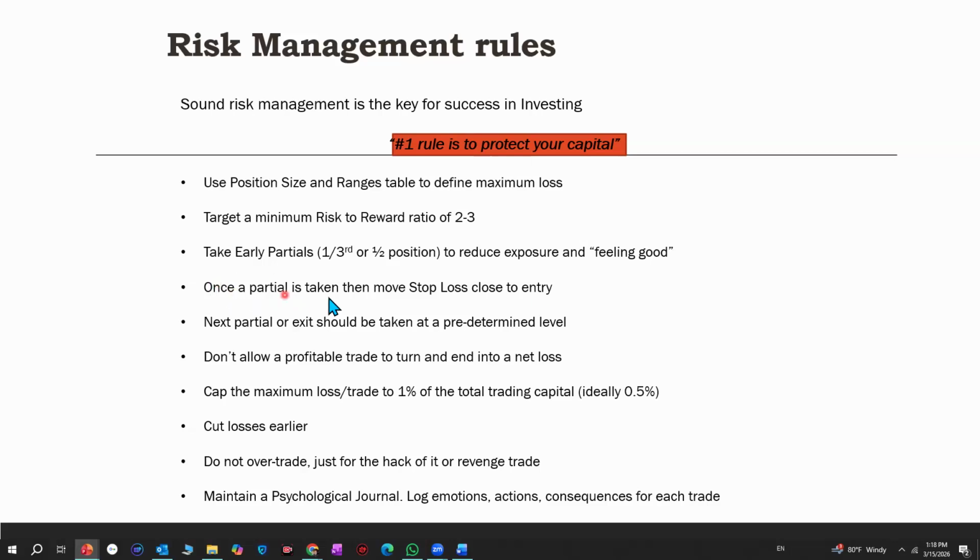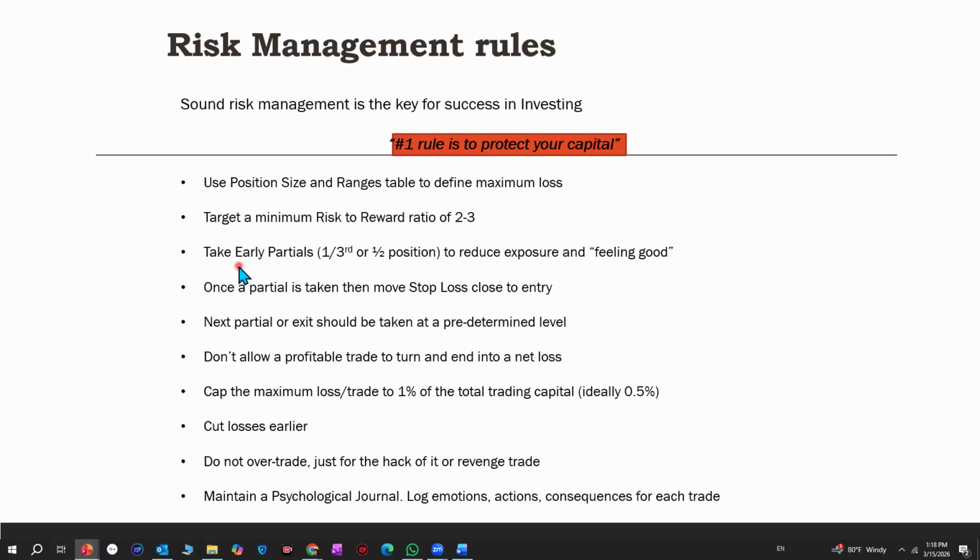Once a partial is taken, move the stop loss close to entry. So once you take some partial, one third or half of the position out, do not lose money on that. The next partial or exit should be taken at a predetermined level. Remember those resistance levels? Do not allow a profitable trade to turn into a net loss.